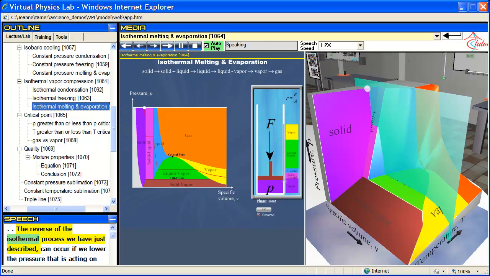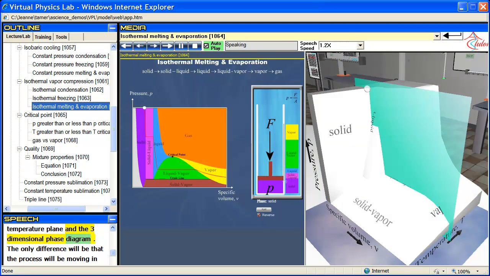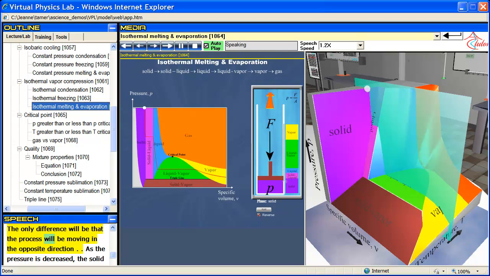The reverse of the isothermal process we have just described can occur if we lower the pressure that is acting on the solid phase that is within the piston cylinder arrangement, while keeping the temperature constant. In this case, if the temperature is the same, the expansion process will follow the same intersection curve as the compression process we just described. The intersection curve is, as we have described before, between a constant temperature plane and the three-dimensional phase diagram. The only difference will be that the process will be moving in the opposite direction.